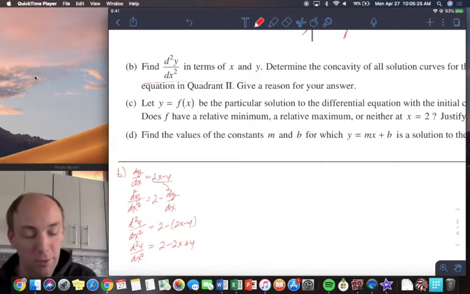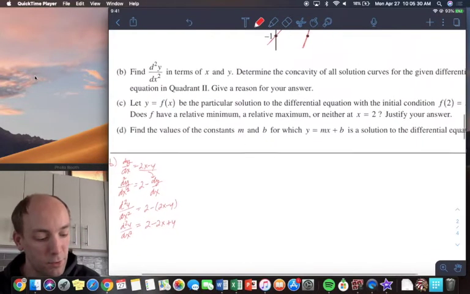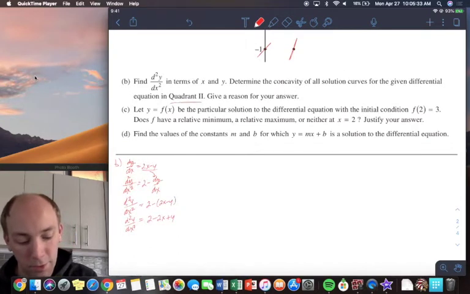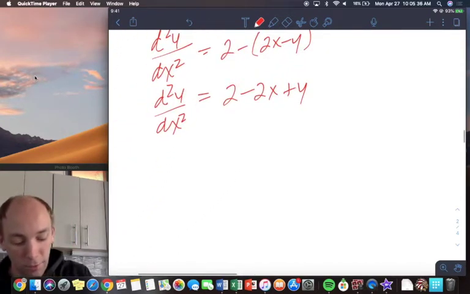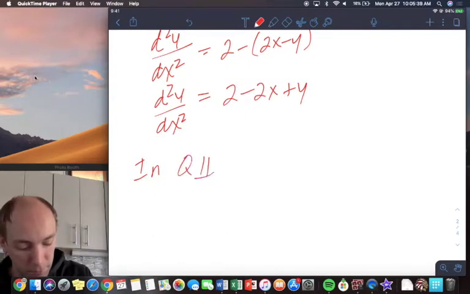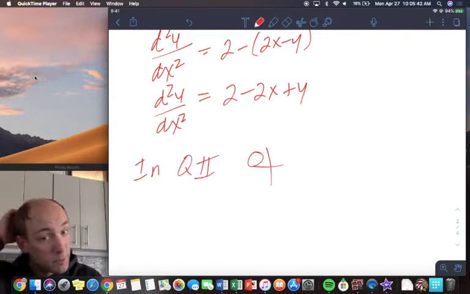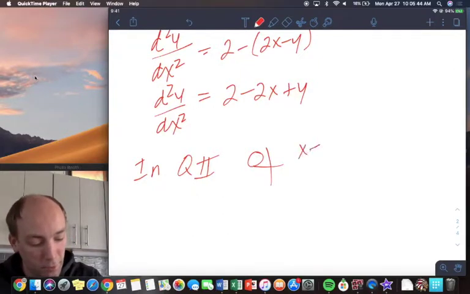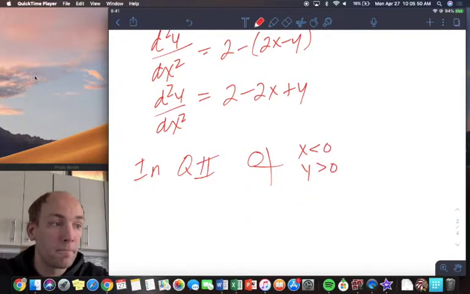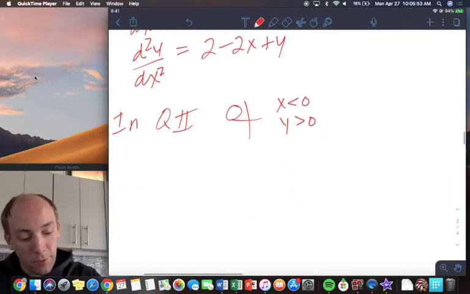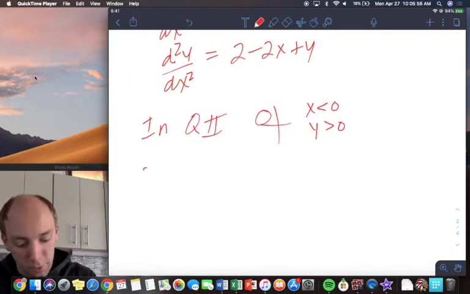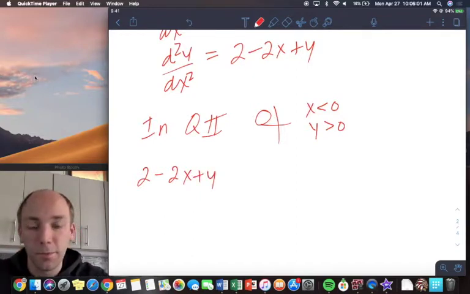It said find the second derivative in terms of x and y, which we did, and then determine the concavity of all solution curves for the given differential equation in quadrant 2, giving a reason for your answer. So in quadrant 2, okay, so that's this quadrant here, in that quadrant the x values are negative and the y values are positive. Okay. So if we kind of reason through this, right? So 2 minus 2x plus y, we have to figure out what this is equal to, or we have to reason with it somehow.